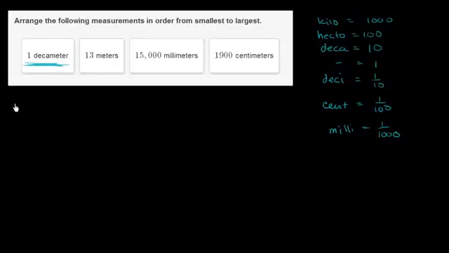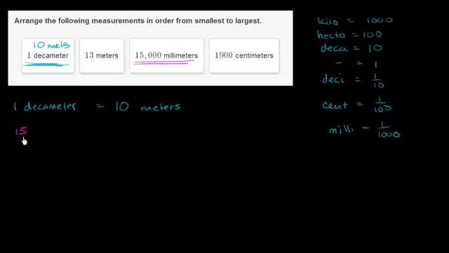So 1 decameter, we just saw deca means 10. That's 1 times 10 meters. So this is going to be equal to 10 meters. So this right over here is 10 meters. This is already written in meters. This is 13 meters. Then we have 15,000 millimeters.